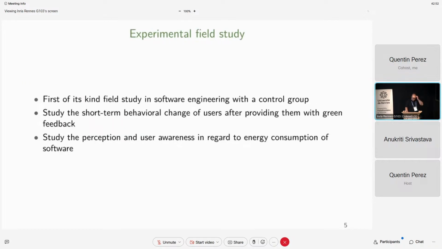What we did, in software engineering, is a first of its kind study, because we did a full quantitative study with a control group, with 100 users. We wanted to study the short-term behavioral change of end users, in a 2-hour session of monitoring. And we collected through a survey their perception and their user awareness after the experiment.